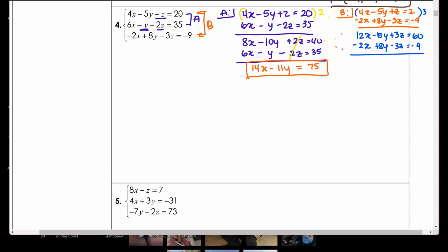So when we combine both of these, our z's are gone, they cancel out. So I'm left with 60 minus 9, which gives me a negative 51. It's actually positive.